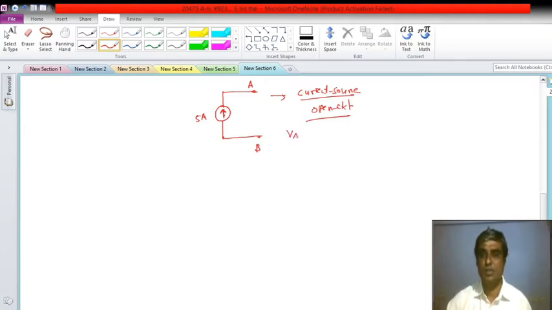What will be the potential difference between A and B? Here nothing is there. Open circuit means my load resistance will be very large, that is, infinite. If it is infinite, what will be the voltage across AB? It will be 5 into infinite, meaning an infinite voltage drop. So I will get a very high voltage if I put the current source in open circuit, right?